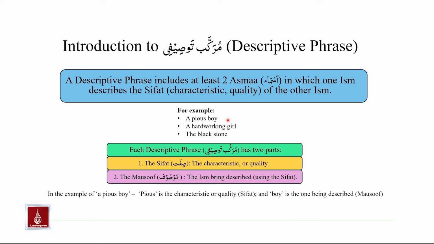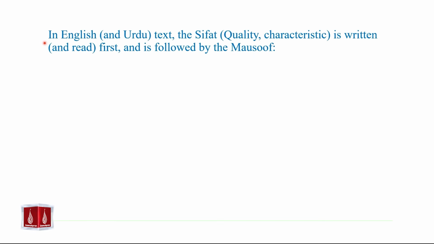So in the example of a pious boy, pious is the sifat, boy is the Mosuf. In the case of a hardworking girl, hardworking is the sifat and girl is the Mosuf. And this combination of sifat and Mosuf will make a descriptive phrase or murakkab tawsifi. In the English language and Urdu, the sifat, which is the quality or characteristic, is written and read first and is followed by the Mosuf.